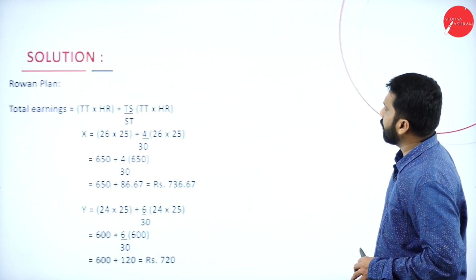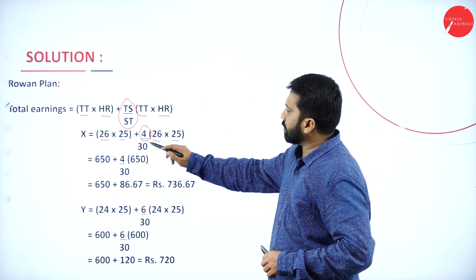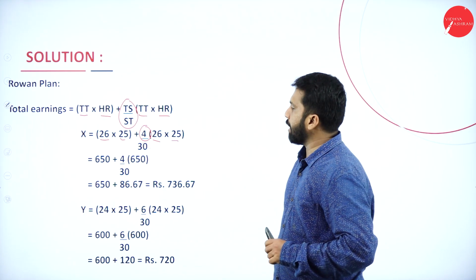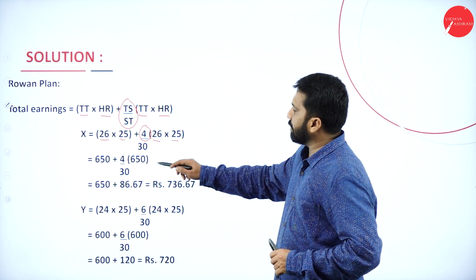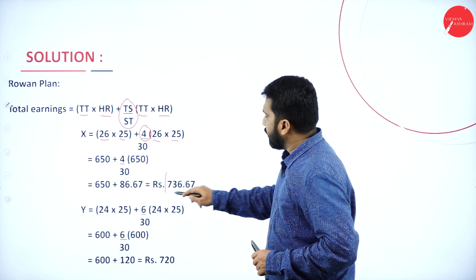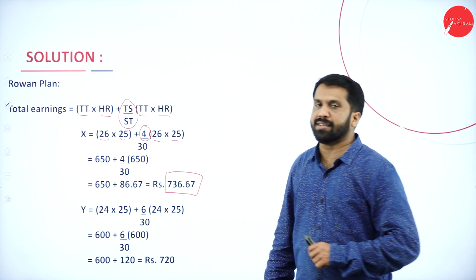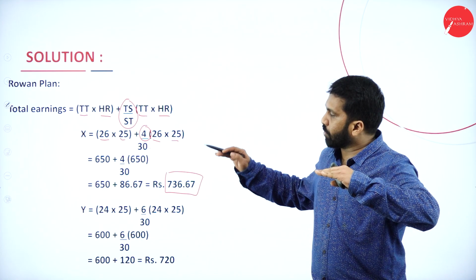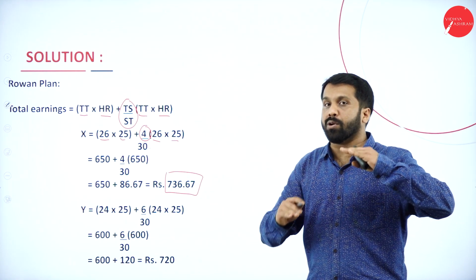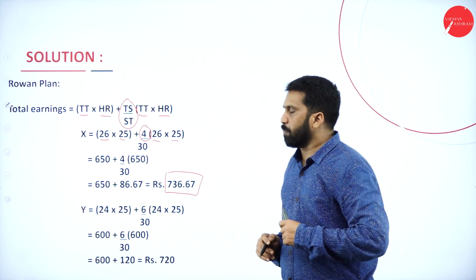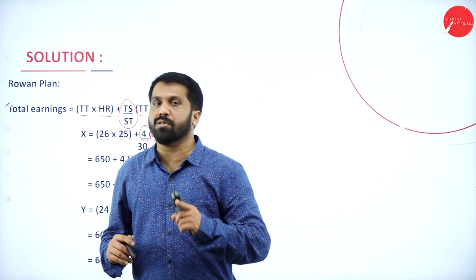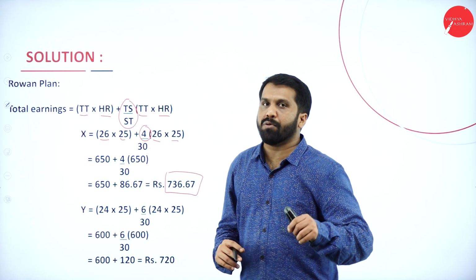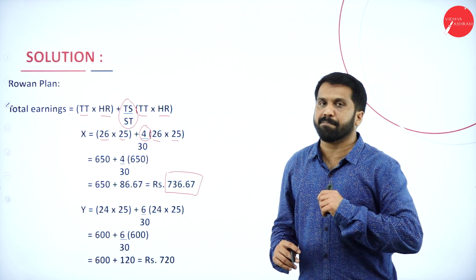Now, as per that, 4 divided by what is standard time? 30 hours is the standard time. So if you divide by this, your answer will be 736.67. Go one by one. Just don't look at the problem. Please work out at home. As soon as I complete my classes, your work is to work out the same problem at your home, so that if you work out once, you will understand better.